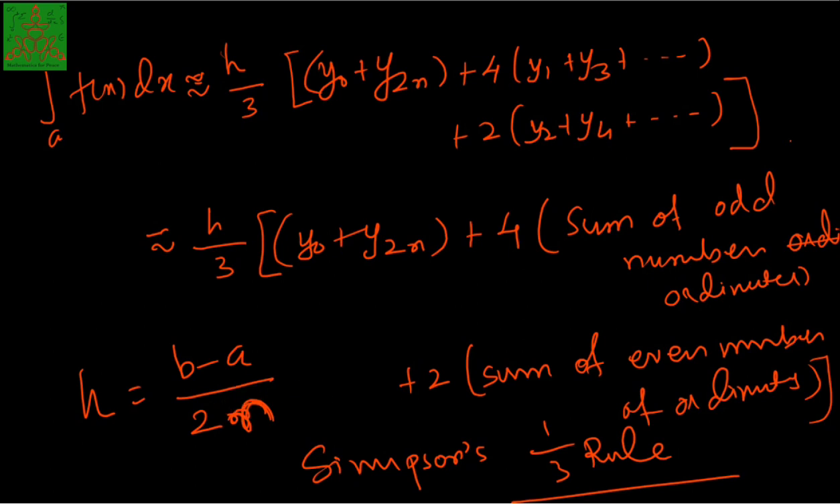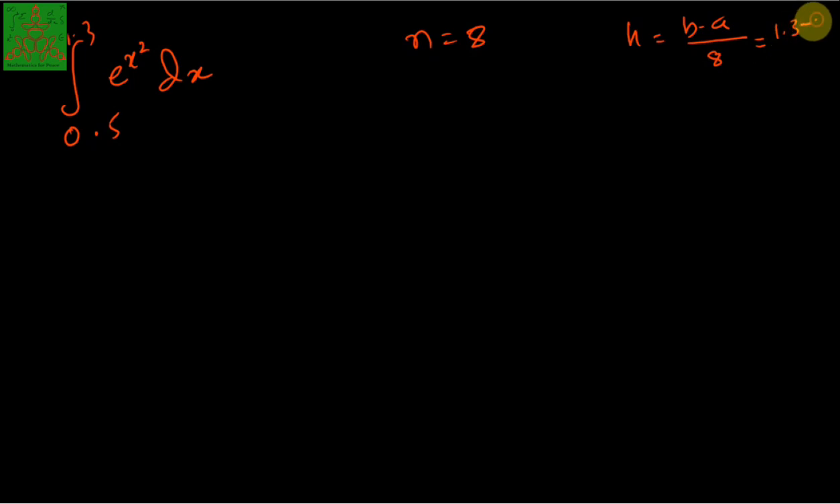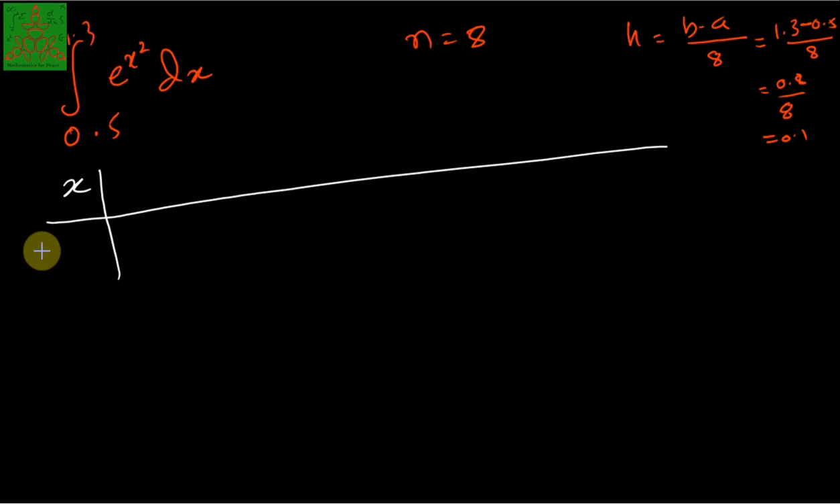Let's solve one example based on this, and we will solve the previous example which we have discussed: integration from 0.5 to 1.3 of e power x square using Simpson's 1/3 rule. I am just taking n equal to 8. As per the previous one, I have to divide my interval, that is, the value of h is (b minus a) upon n, 1.3 minus 0.5 upon 8, which is 0.8 upon 8, which gives 0.1. So I need to fix some values, some intervals into this.